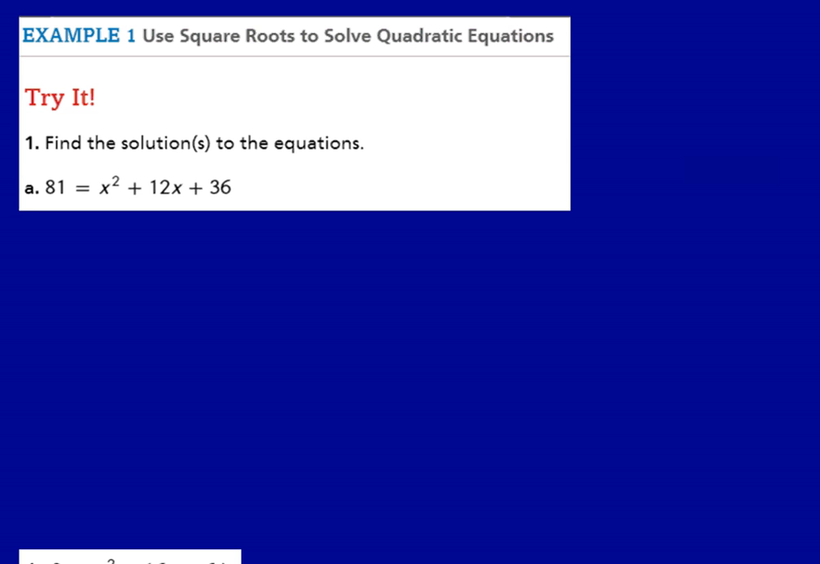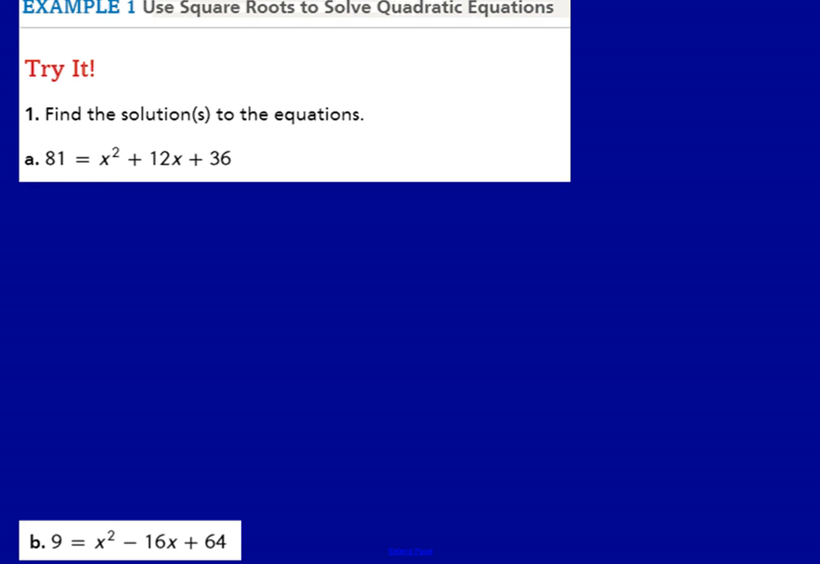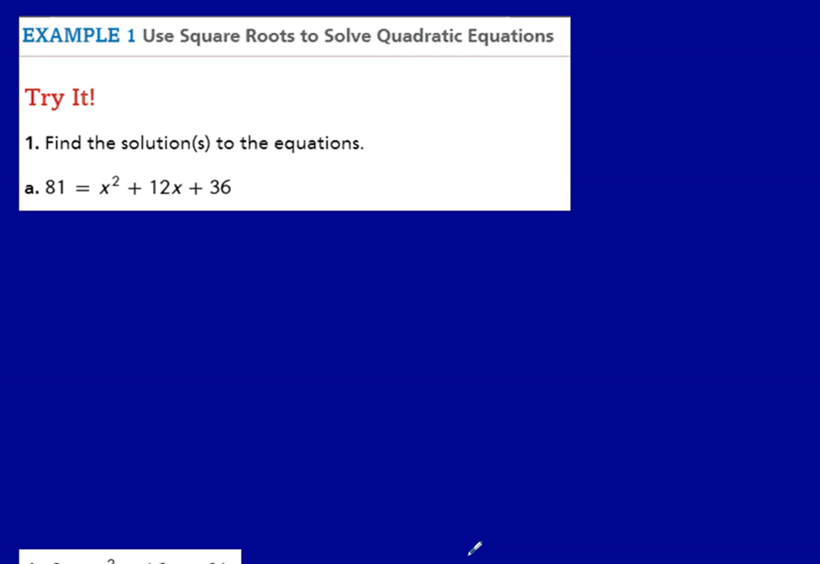Now let's first off just kind of get into this. We need to find the solution to this equation, and we're going to use square roots to do this. Now that seems kind of weird because in order to take the square root of something, everything has to be squared, and only the x squared is squared here. But let me rewrite this thing.